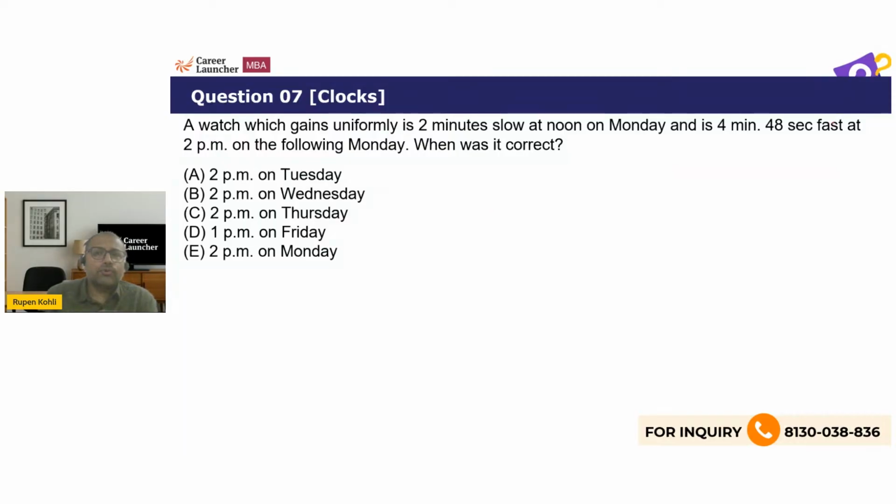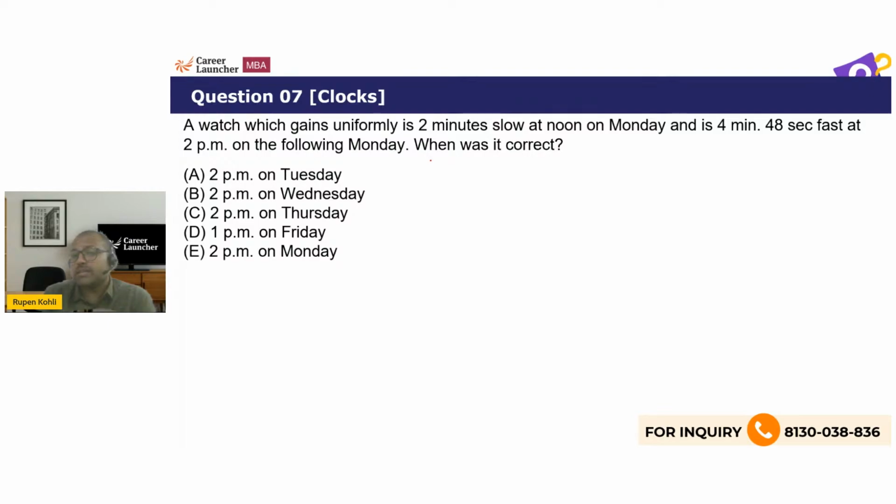And now it is 4 minutes 48 seconds fast at 2 p.m. on the following Monday. Obviously it is fast, so it will cover up the time and run ahead of the time. A whole week down the line, Monday to Monday, and this was noon and this is noon plus 2, so another 2 hours. So after a full 7 days and 2 hours, it has gained how much? That is the point to understand.